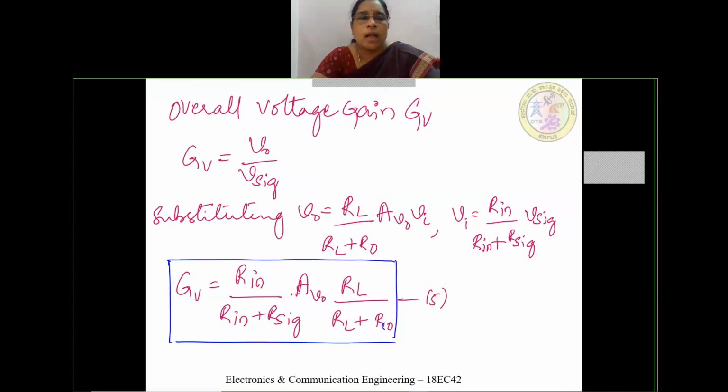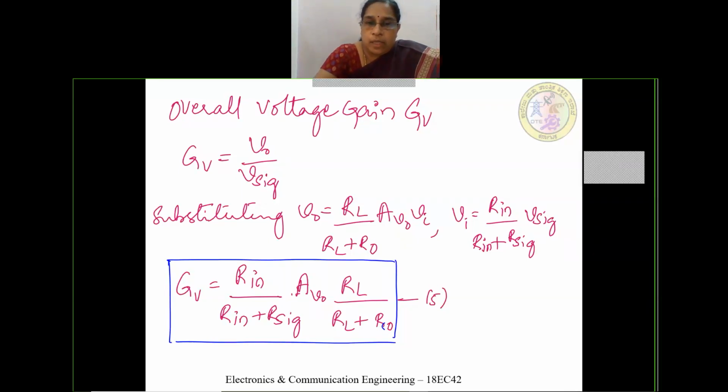But here we will make some more substitutions, because we know what V naught is. V naught is nothing but RL divided by RL plus R naught into AV naught into Vi. This definition comes from the voltage divider or Thevenin's equivalent circuit at the amplifier output. Because of that, we are able to write what V naught is. And also we know what this Vi is.